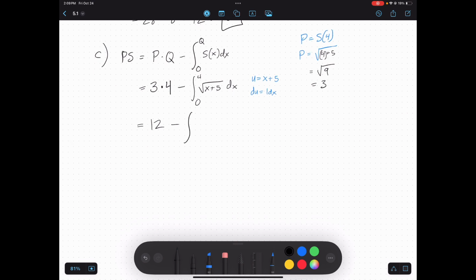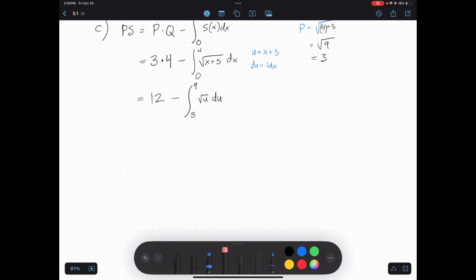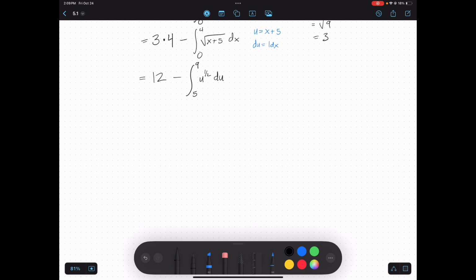But if I make this substitution, I do have to change my bounds. 0 plus 5 is 5. That's my new lower bound. And 4 plus 5 is 9. There's my new upper bound. And I get the integral of the square root of u du. Well, square root of u, that's not very helpful. I want to convert that to a power function. Square root of u is the same thing as u to the 1/2. And now I'm ready to integrate. Now I'm ready to find my antiderivative.